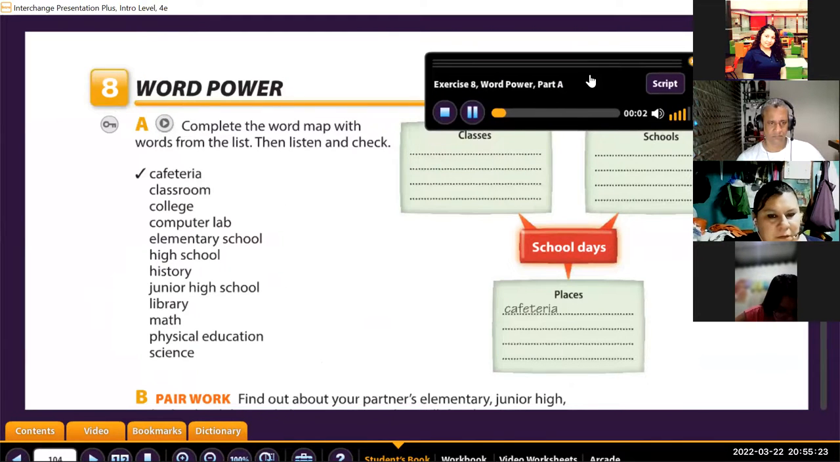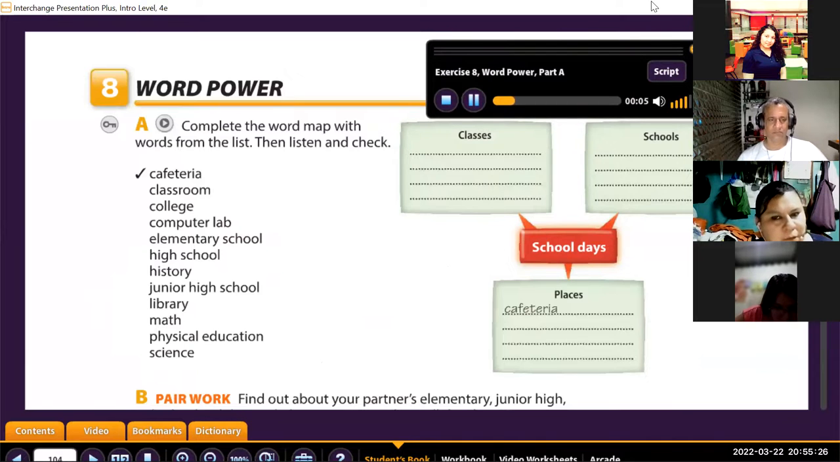Page 104, Exercise 8, Word Power. Part A. Complete the word map with words from the list. Then listen and check. Classes: history, math, physical education, science. Schools: college, elementary school, high school, junior high school. Places: cafeteria, classroom, computer lab, library.